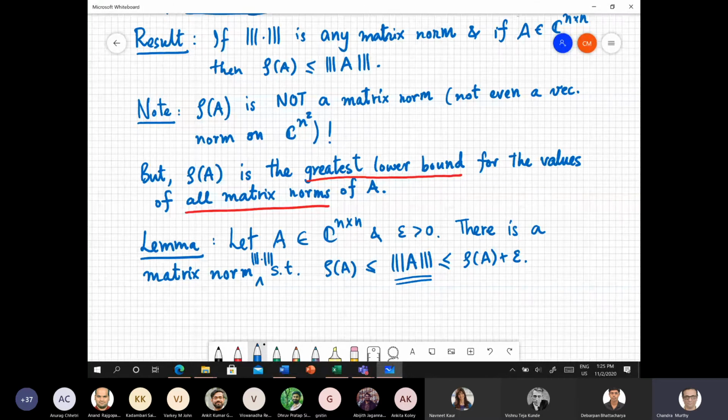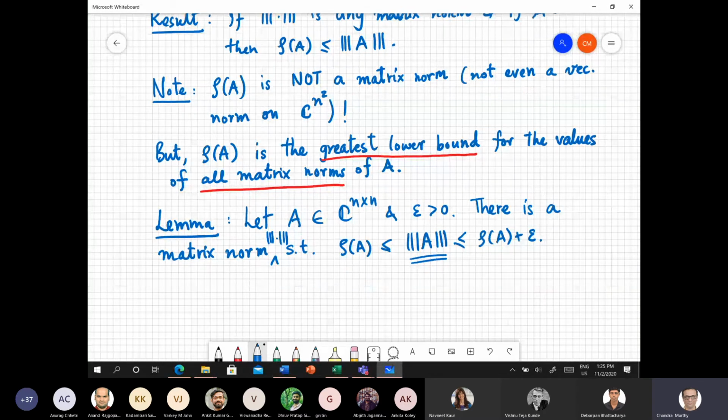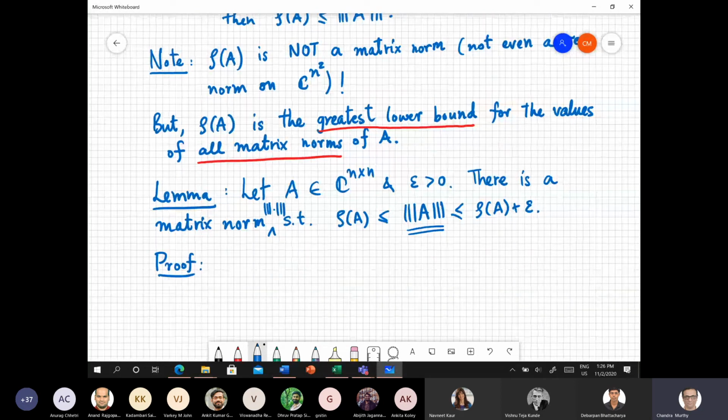So how do we show this? The proof actually uses one result that we're going to again show later, which I'll state here, but you have to take it on faith for now, but we'll prove it later on. It uses a result called the Schur triangularization theorem.